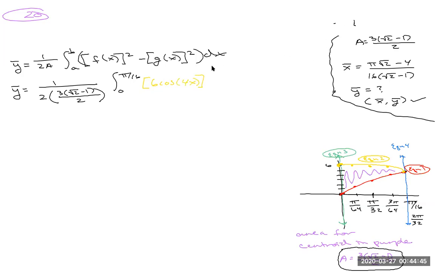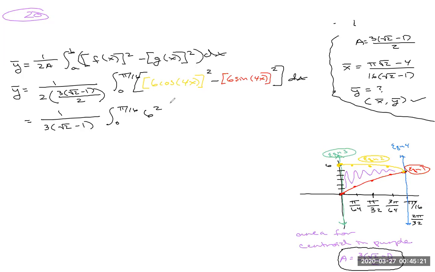You're going to square that. Subtract. You have 6 sine of 4x. You're going to square that. So your dx. So 2's cancel here. You have 1 over 3 times root 2 minus 1. Hopefully you're seeing you can factor out a 6 squared here. I'll take this one a little bit slower. And then you have cosine squared of 4x minus sine squared of 4x dx.